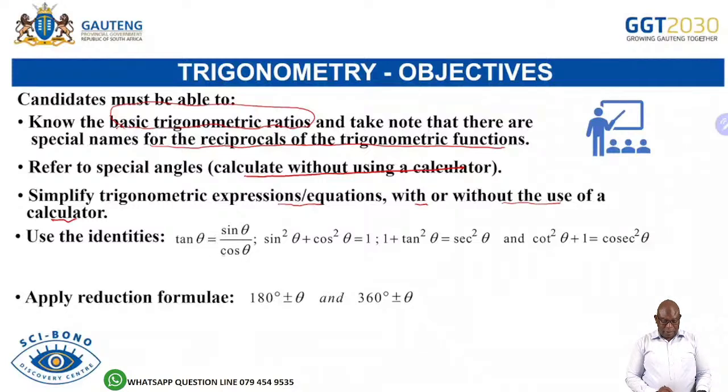The identities, we have these identities, and this formula will also be given in the formula sheet. All those ones are given in the formula sheet. We just need to know how to work with them. Right. Apply the reduction formulae of 180 plus and minus, and 360 plus and minus. You must know how to do that.